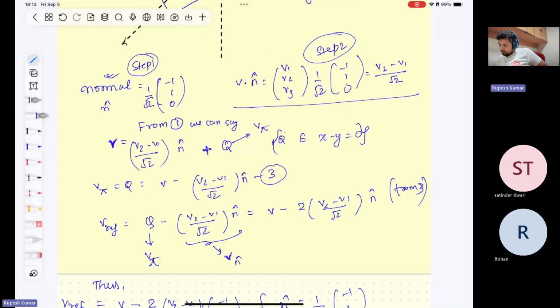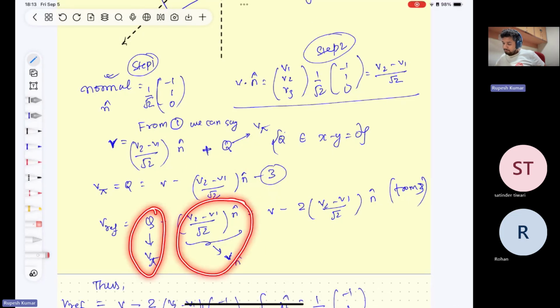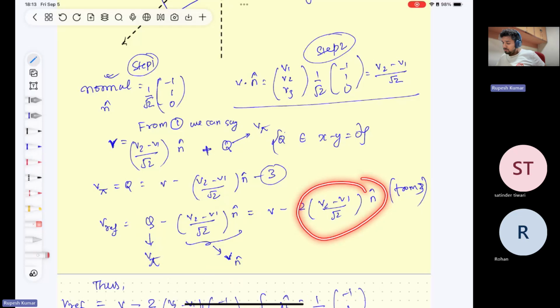Right. It becomes v minus 2 into, so basically q itself is v minus v n cap, right? This part. Yeah. So this part in q, in the equation of q, this part is basically v n cap, right? And you are saying q minus v n cap. So it becomes v minus 2 into v n cap, right? So v minus 2 into v n cap.